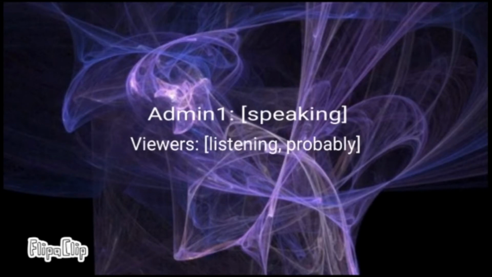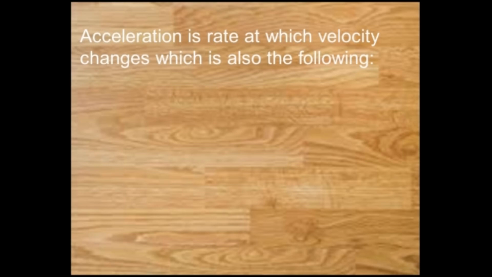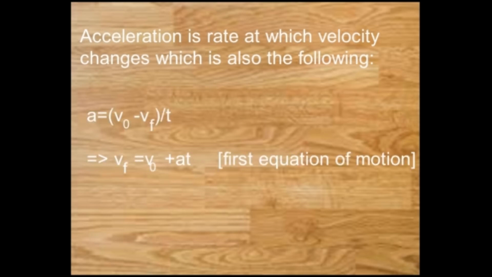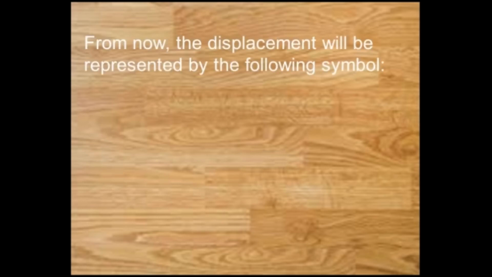Now, first of all, what is acceleration? Acceleration is the rate of change of velocity, or the following. Now we can rearrange this to get the following. This is the first equation of motion. Now, before moving forward, I want to tell you that the displacement will be represented using the following.